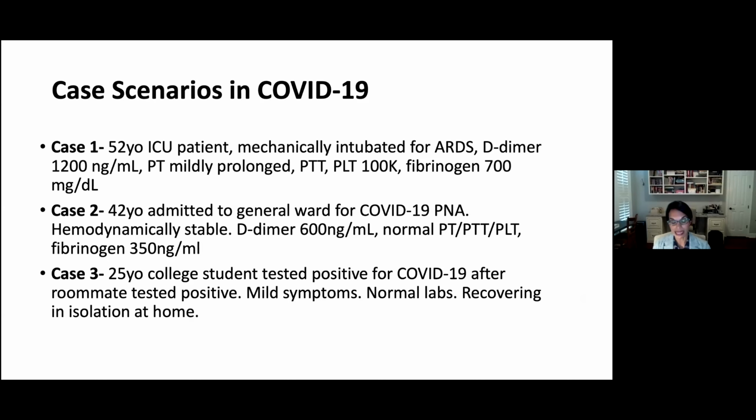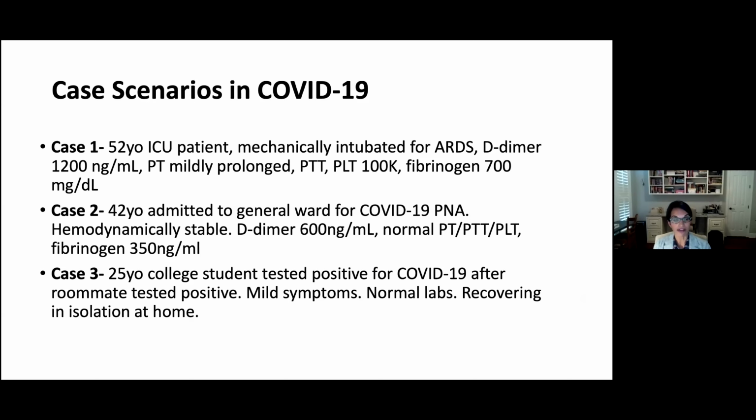So I have three cases here, very different ICU or general ward or outpatient COVID patients. In the first case, we have a 52-year-old ICU patient that's mechanically intubated for ARDS, a very high D-dimer, a mildly prolonged PT, a normal PTT, mild thrombocytopenia, and a very high fibrinogen.